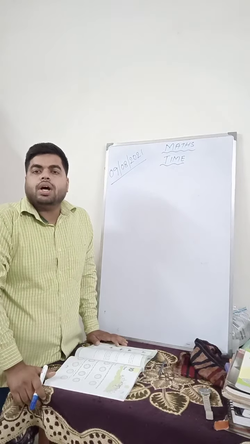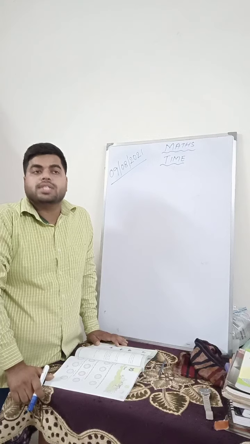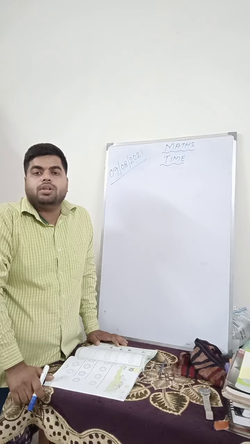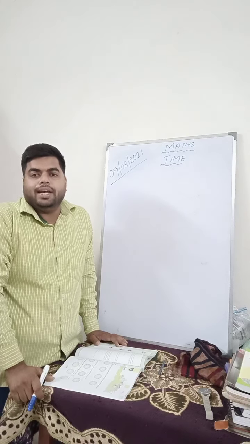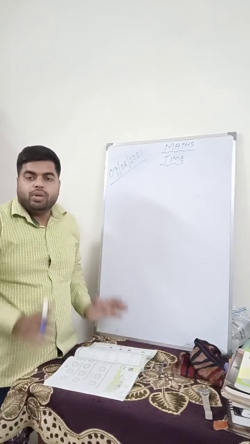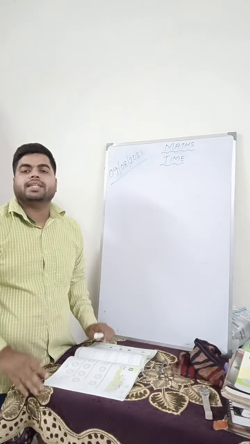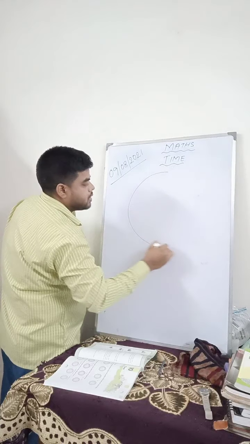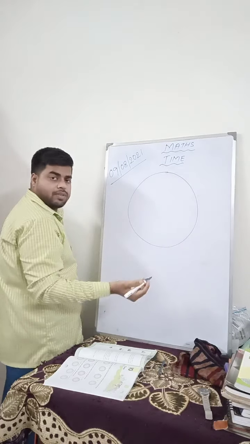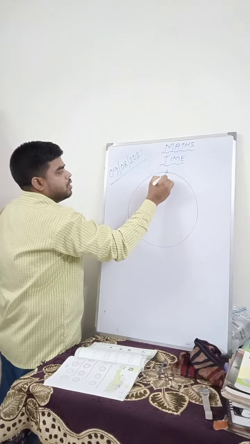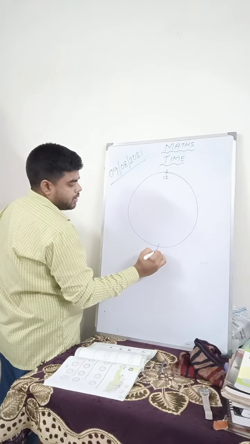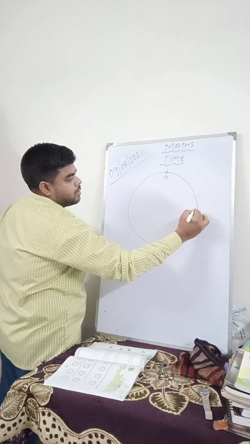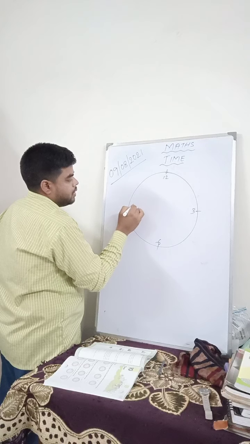This is maths class for you, and today we will start a new chapter, that is time. We almost know how to read time. We don't say how to see time, but the correct English is we read time. So to read time, you have to know a few basic things. Suppose this is a clock, you all must have seen a clock, with 12, 6, 3, 9.